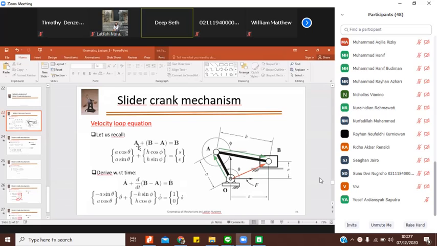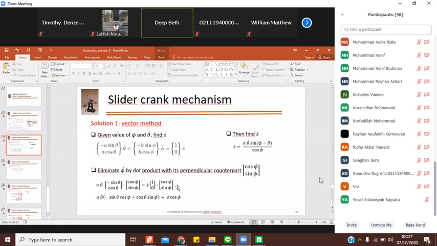Like A plus B minus A means vector A, which is A cos theta, A sin theta, plus B minus A, which is B over here, and A sin theta means H cos theta, S sin theta, and that's equal to this. And then you have to just derive that with respect to time. You get this part. So this is just the derivation with respect to time.